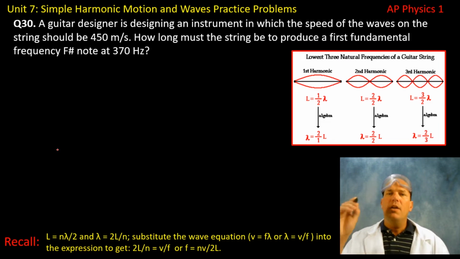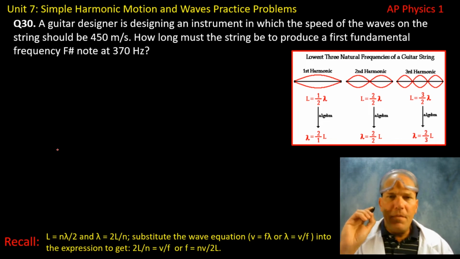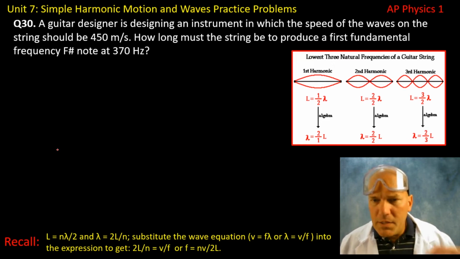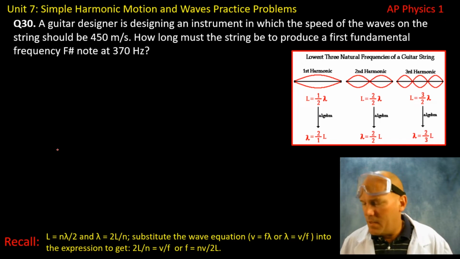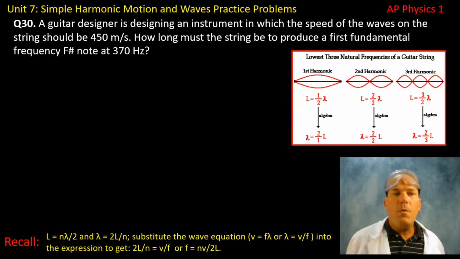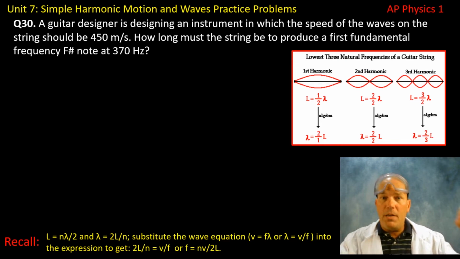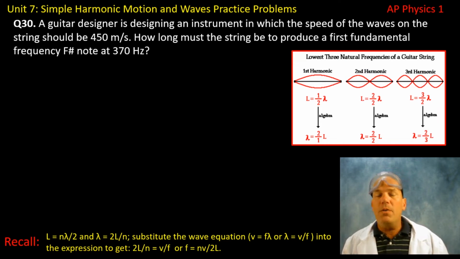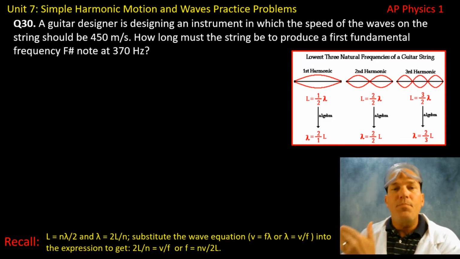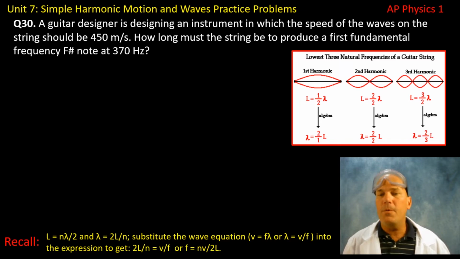So we are looking to produce the first harmonic, n equals 1, the fundamental harmonic. We have a schematic here to give you a visual representation of n equals 1, n equals 2, n equals 3 for a string that is fixed at both ends, which is what we're dealing with here with this guitar string. We also have our relationship between the length of the string and the wavelength lambda. And we've gone through this in several of the preceding problems.